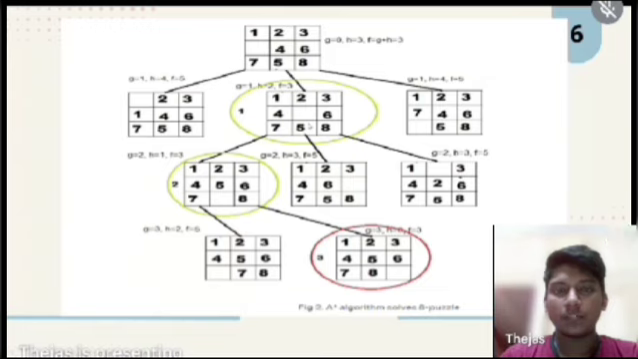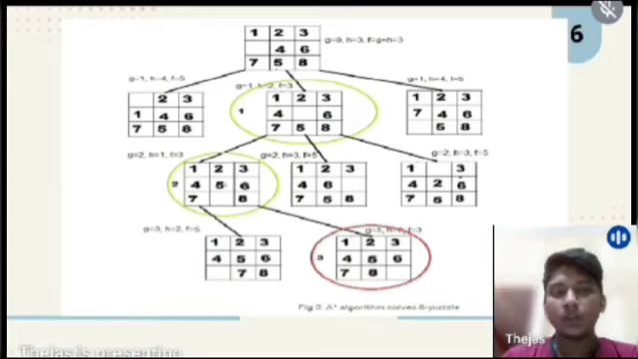The next case is the blank space moving right. If the blank space moves right, the total displacement will be 3. That is, 6, 5, 8 are displaced from their original position. So g is equal to 2, h is equal to 3, and f is equal to 5. Similarly, solving for the third node, we get h equal to 3, and the total is f equal to 5.